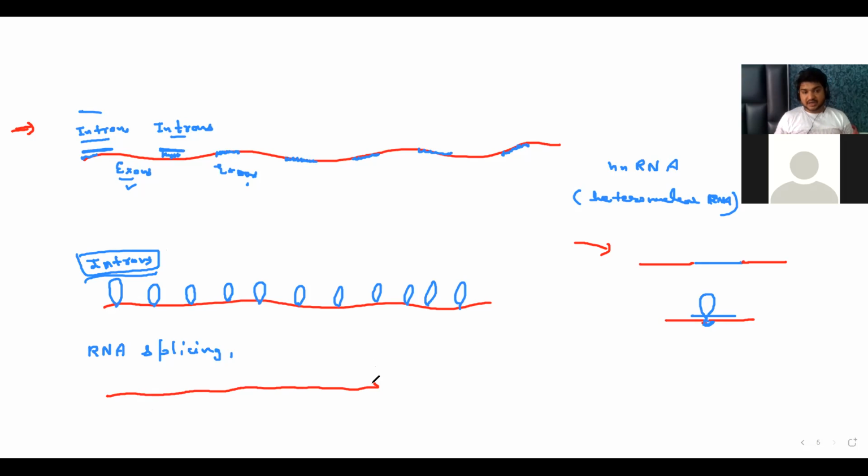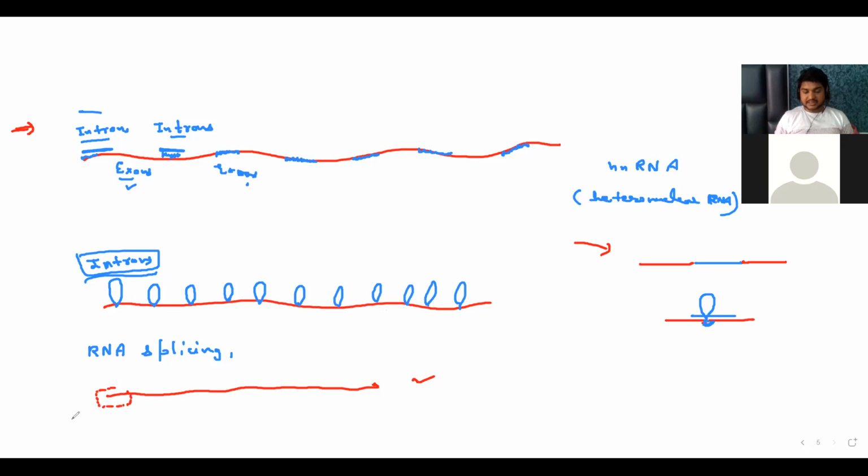We have just made the RNA which contains only the exons. Only exons are contained in this hnRNA, because introns are removed. So we need to add some cap and tail for stability. You have to add something at the top here.